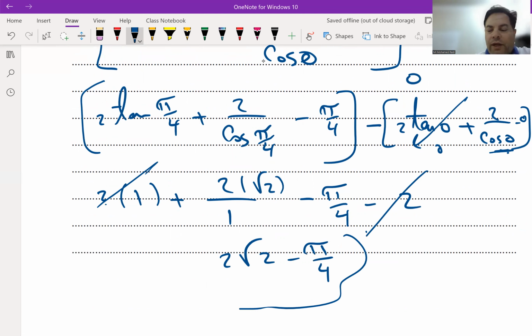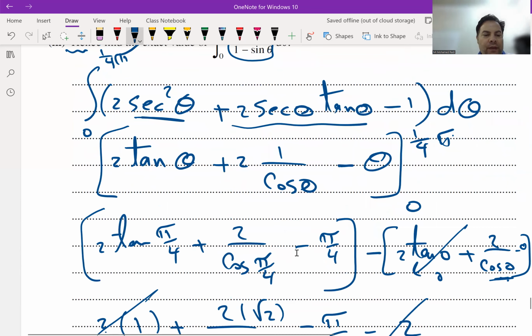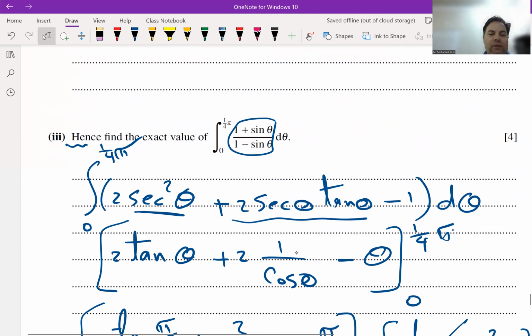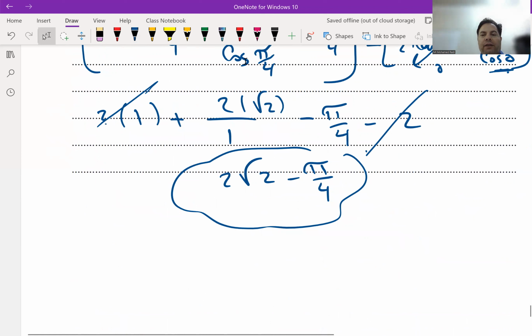If he asks you to write your answer exact, please keep it exact. Yes, it's written: find the exact value, so keep your answer exact. If it is not written, you can write your answer correct to 3 significant figures. Thank you.